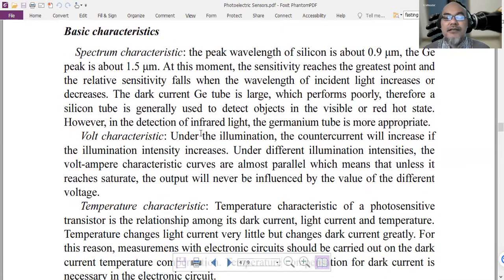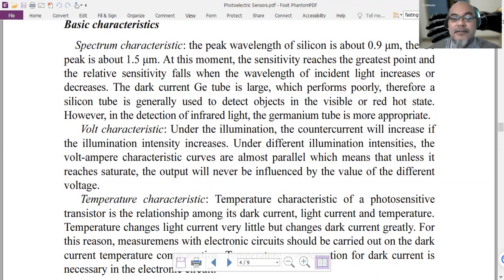Then there is the volt-ampere characteristic. Under illumination, the reverse current will increase if the illumination intensity increases. At different illumination intensities, the volt-ampere characteristic curves are almost parallel. Unless it reaches saturation, the output will never be influenced by the value of the different voltage. So this is similar to the normal transistor characteristic.